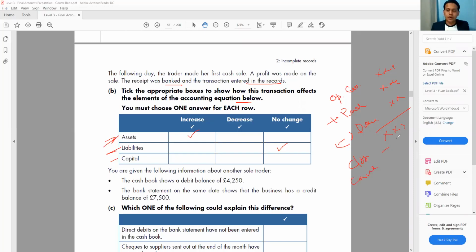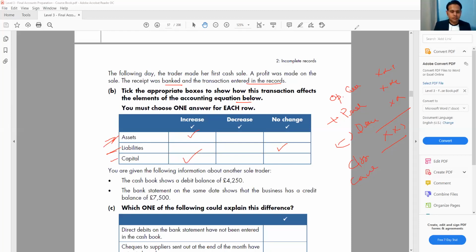So if I have a profit, my profit always increases the capital. Remember that. Profit always increases the capital, and drawings always reduce the capital. So if the profit is increased, then the capital also increases.